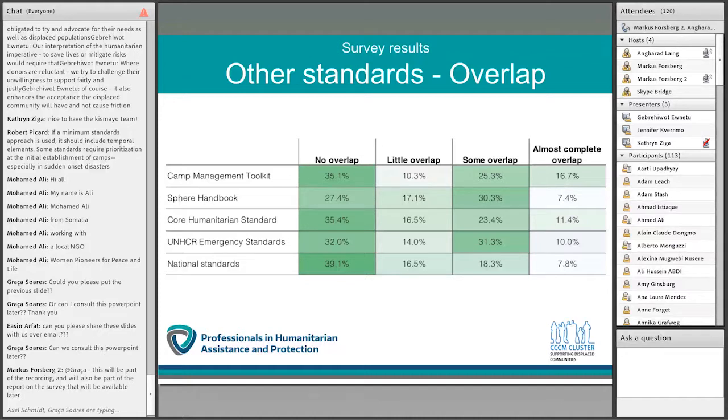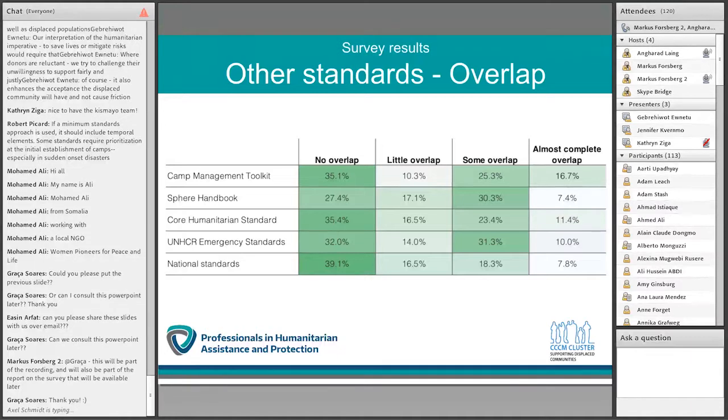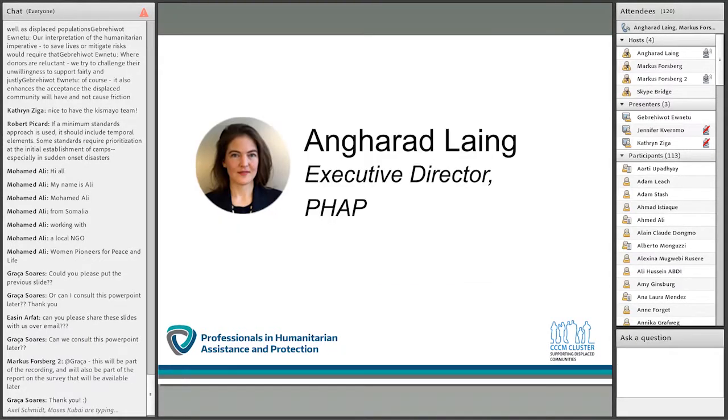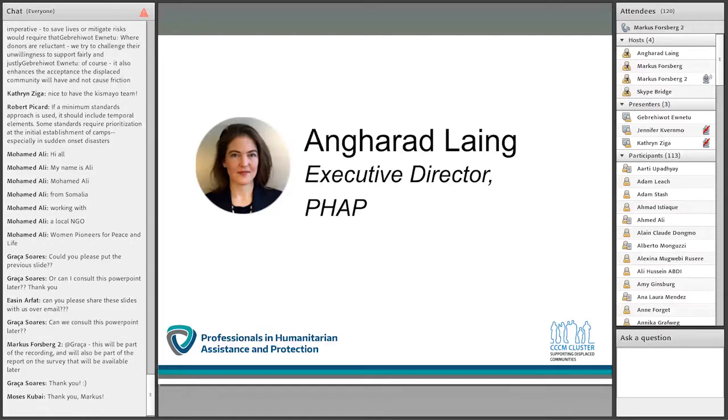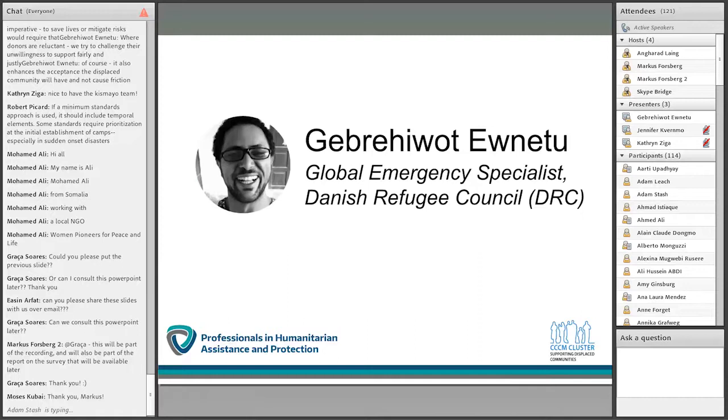So we have a bit of time left. I'm going to jump back in our agenda because I don't want to miss talking about how we envision these standards actually being used in practice. So I'd like to go back to you, Gebre. You've been a part of DRC's impact team, and in that role, you've been involved in setting up CCCM programs. How would you envisage using these standards once they're finalized? How would they actually affect your work day to day? Over to you, Gebre.